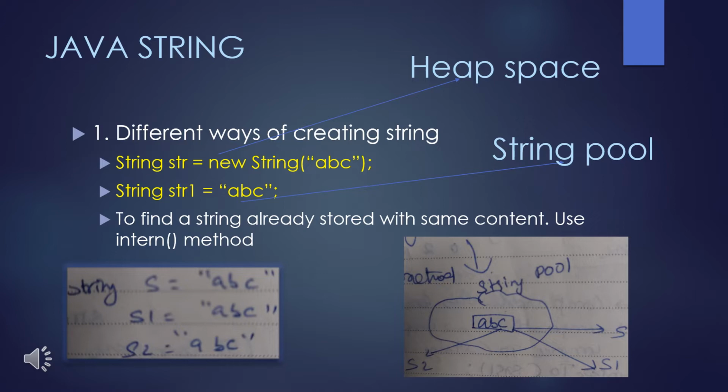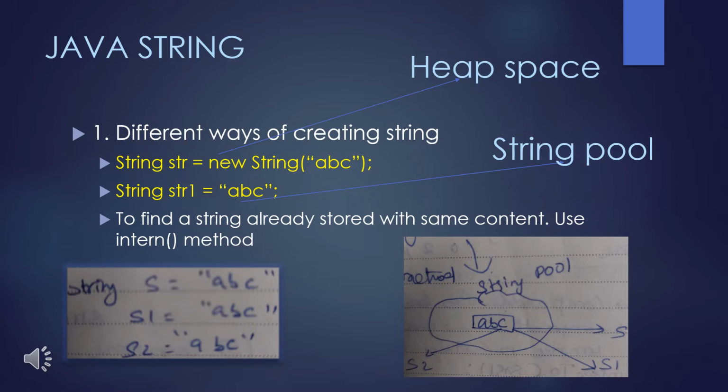What is stored with the help of the string keyword with double quotes? String str1 equal to abc will be stored in the string pool only. If I assign this abc to some other string, string s equal to abc, the same abc string is referred. Again, if I create two strings s1 and s2 and refer them to the same value, the same abc will be used.